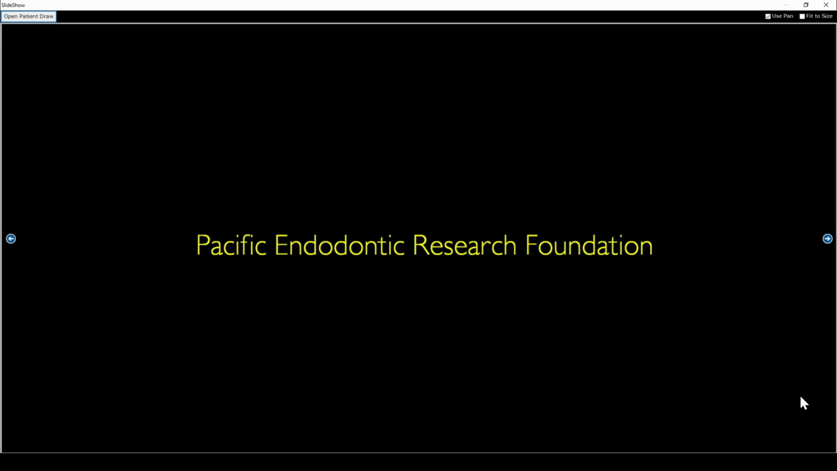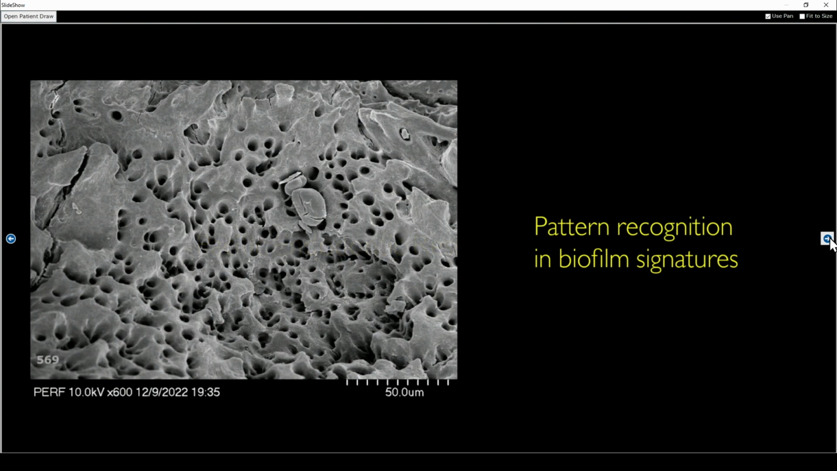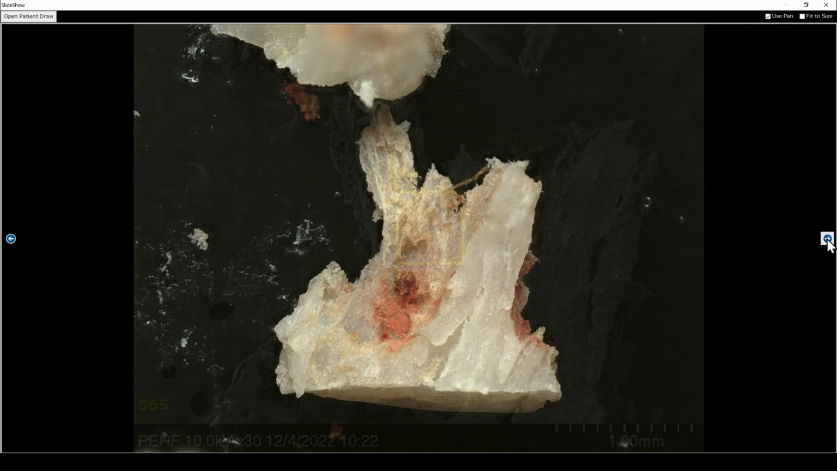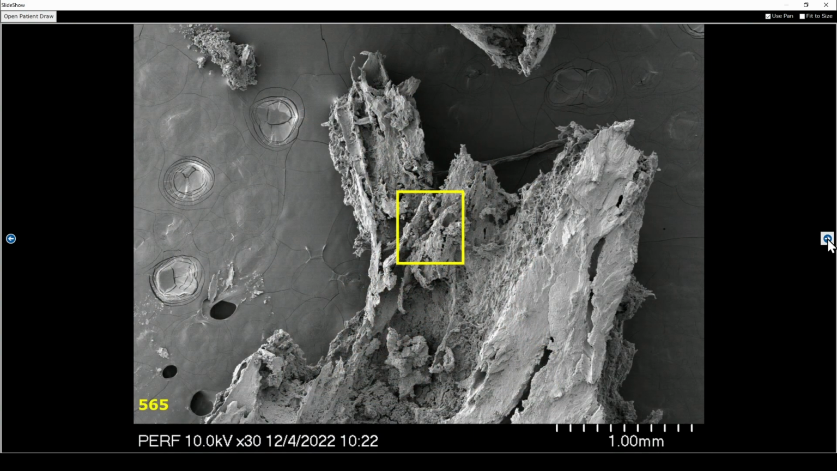I believe the bony sequestrum that Pushpak just sent in, case 569, is a very useful example to learn some things about recognizing biofilms. So this is the sample that he sent. I believe he picked this out of a bone graft site. And when you look at it, it can be very, very confusing.